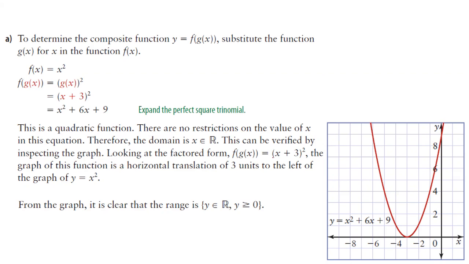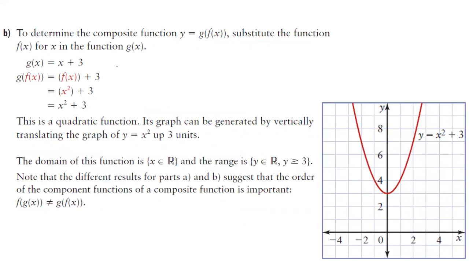Looking at the factored form, f of g of x equals (x plus 3) to the power of 2. The graph of this function is a horizontal translation of 3 units to the left of the graph of y equals x squared, okay? And also from the graph, we know that the range is y belongs to the real number set and y is greater than or equal to 0. 0 is the minimum value of y, right? Okay, so this is question A.